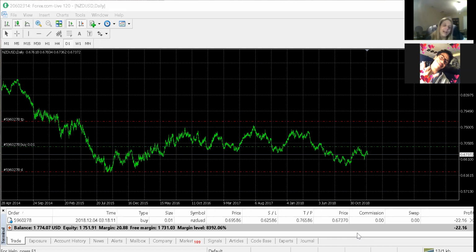Now, I've been asked why I don't put indicators on my chart. And as you can see, it's a naked chart. The reason it's called a naked chart is because all you have on it is the stop loss right here, the entry price, which is right here, the green line here, and the take profit, which is the red line right here.